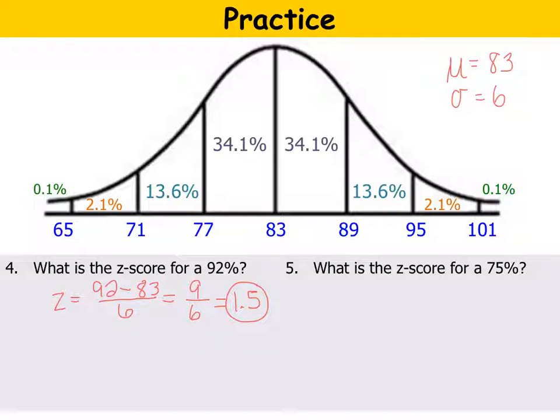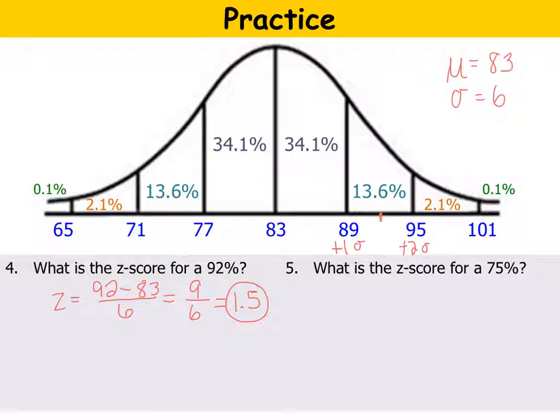You can kind of generalize before you even do this that a 92 would be right about here in between 89 and 95. And if you actually do the math, it's exactly halfway between 89 and 95. And since 89 was that +1 standard deviation and 95 was +2, and you're halfway in between, then obviously you would be at 1.5.